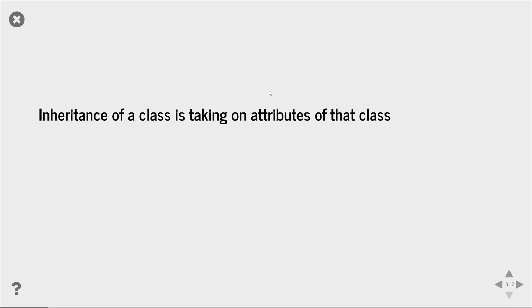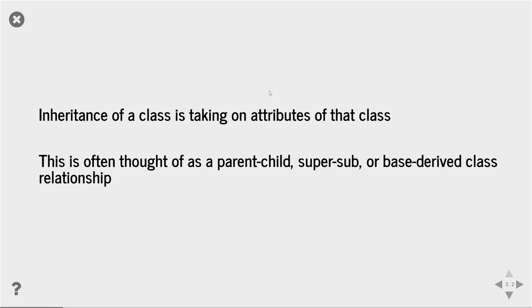And inheritance is one way that they can interact, where you have a parent class and a child class, or you can call it a superclass and a subclass, or you can call it a base class and a derived class. They all essentially mean the same thing. It's just a relationship between the two classes. And when you do inheritance, the child, sub, or derived class can take on attributes of the parent class.